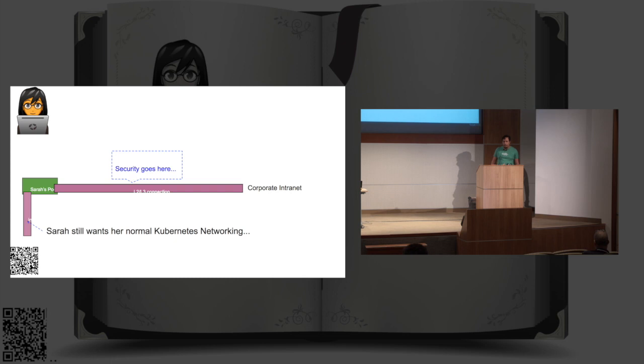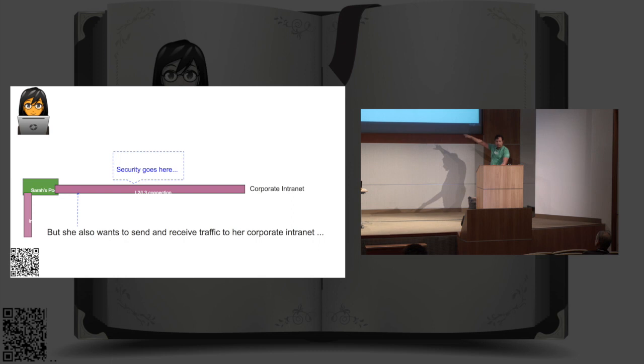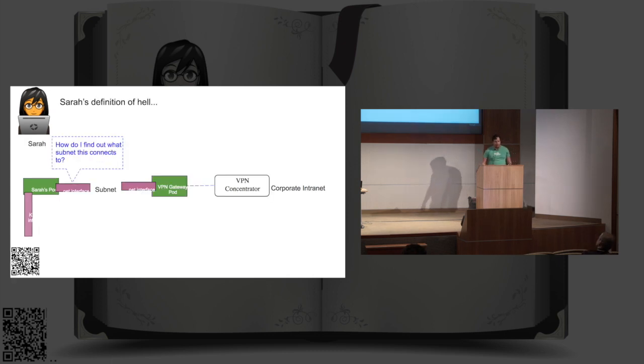So from Sarah's point of view, this is what her needs are. She wants to have this secure system going to her corporate intranet, but at the same time, she still wants to have her Kubernetes networking untouched. And specifically, there's something called secure here that she wants. She doesn't really know too much about it. She just knows that that connection needs to be secure as well. So this is her path.